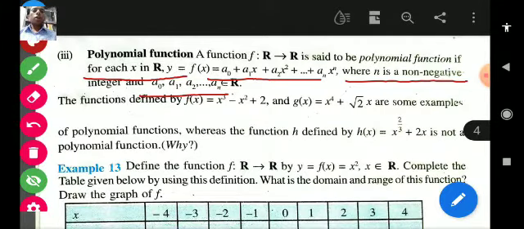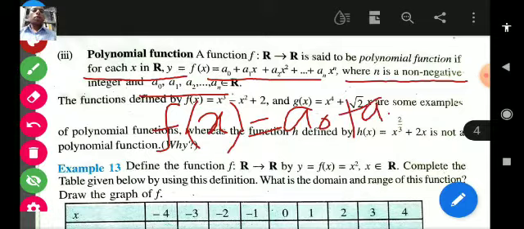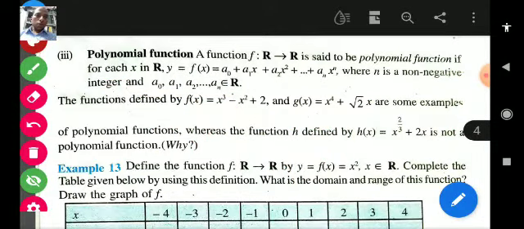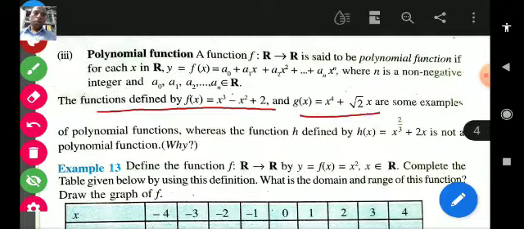So students, when our function f of x is defined as the polynomial a0 plus a1x plus dot dot an x to the power n, this way when it is defined, then it's called a polynomial function. Now one example is given here: f of x equals x cube minus x square plus 2, g of x equals x to the power 4 plus root 2x. These are examples of polynomial functions.